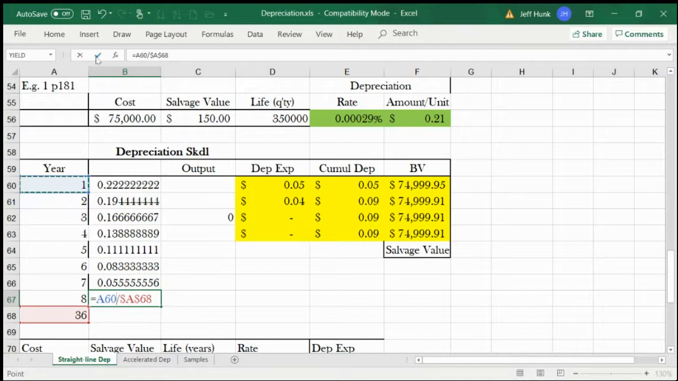So what do you see here? Now you are looking at the fractions, in reverse order. This is 8 over 36, 7 over 36, 6 over 36, in descending order.